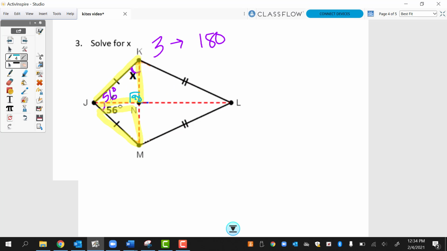Okay. So if I know this angle is 56, this one's 90, this one's X, they're supposed to add up to 180, so that's the equation I'm going to write.